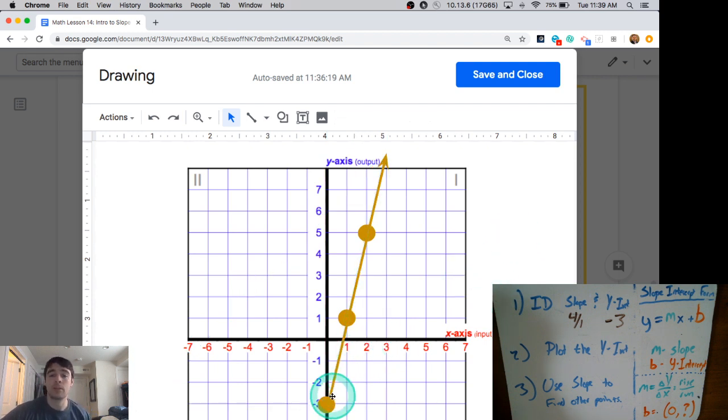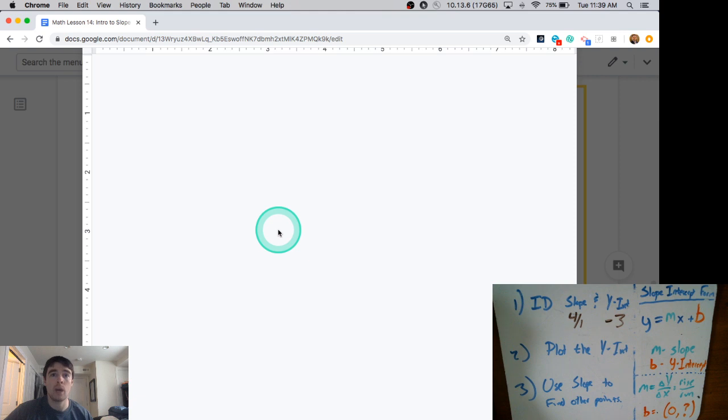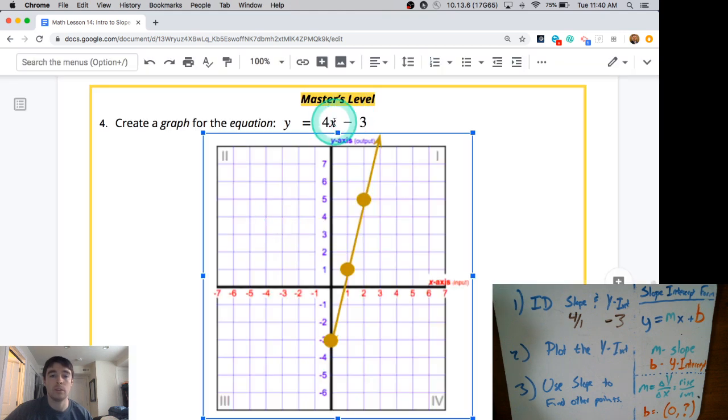And now what this graph represents is all the different possible solutions to that original equation, y equals 4x minus 3. For example, we see that this point right here, x value is 2 and y value is 5. And if I go back to that original equation, if I were to make the x value 2, the y value would be 5. 2 times 4 would be 8. 8 minus 3 would give us 5.